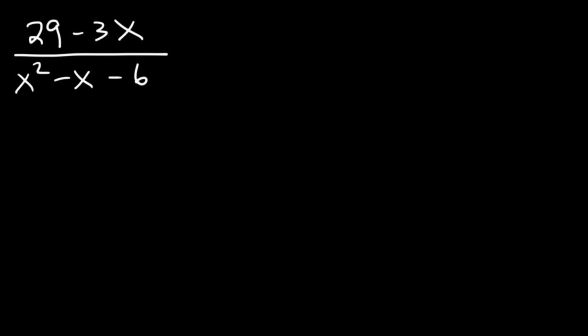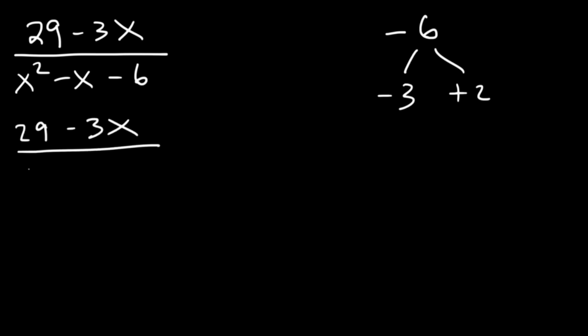So first, we need to factor the denominator. By the way, notice that the denominator is always 1 degree higher than the numerator. Now, what two numbers multiply to negative 6 and add to the middle coefficient negative 1? This is going to be negative 3 and positive 2. Negative 3 plus 2 adds up to negative 1. So we have 29 minus 3x divided by x minus 3 times x plus 2.